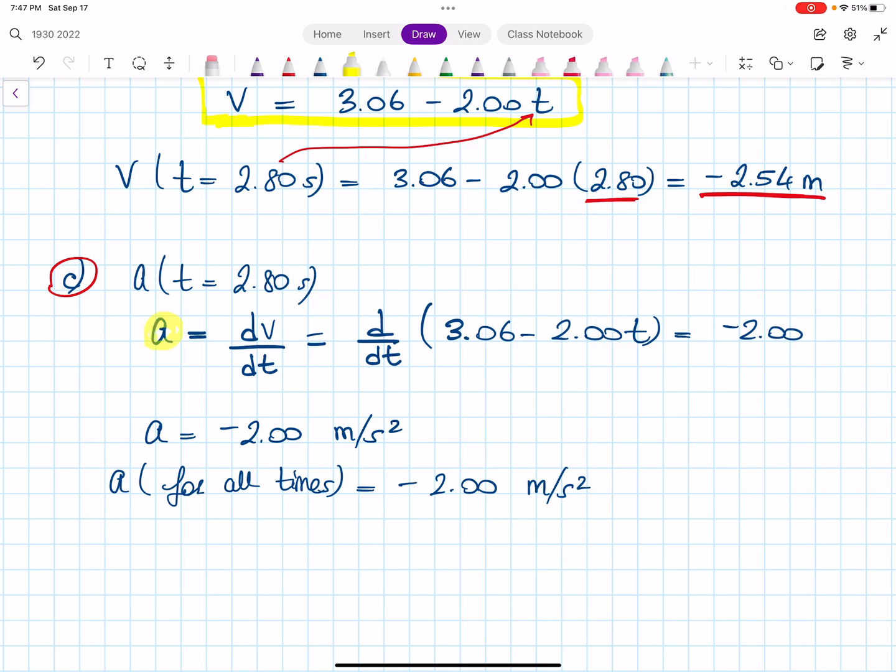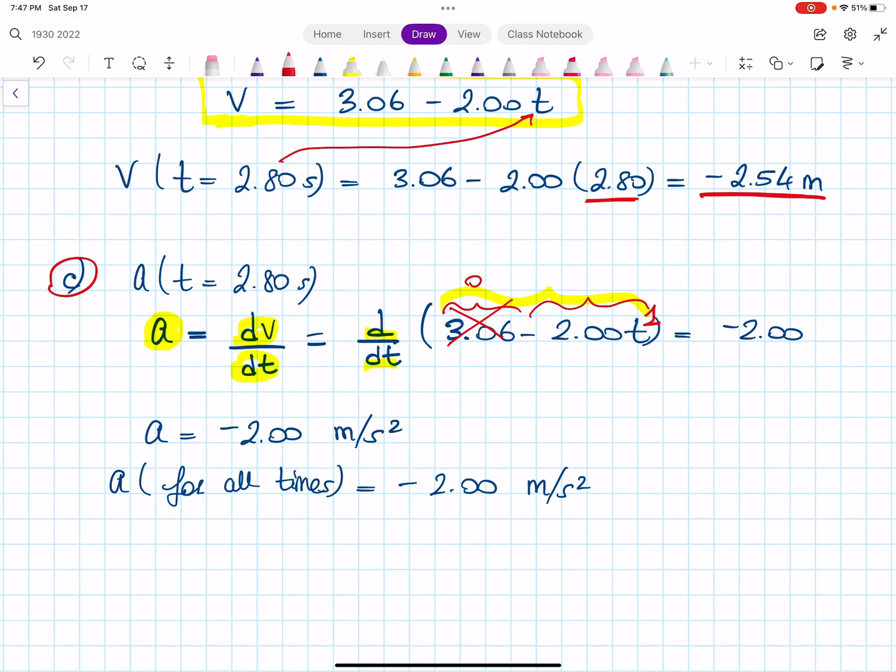Finally, the acceleration at the same time. How do you find the acceleration? Acceleration is the derivative of velocity with respect to time, d dt of v. Again, what's the derivative of a constant? Nothing, 0. What's the derivative of negative 2t?